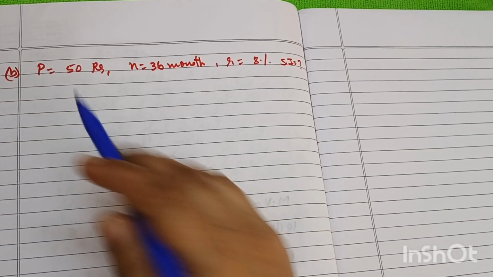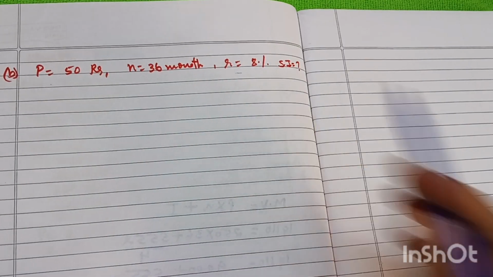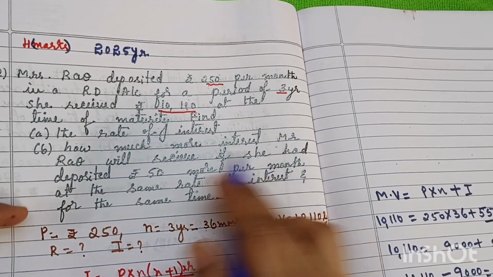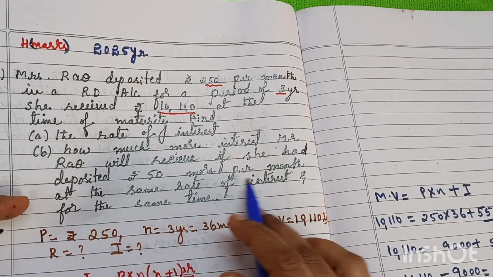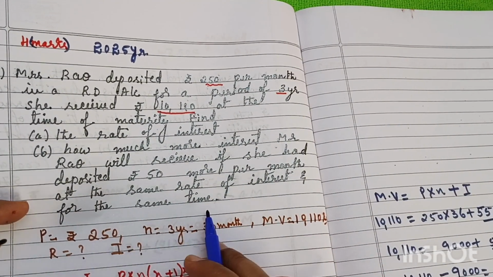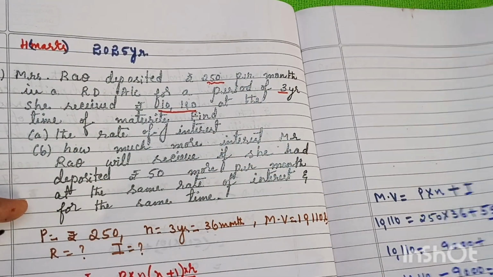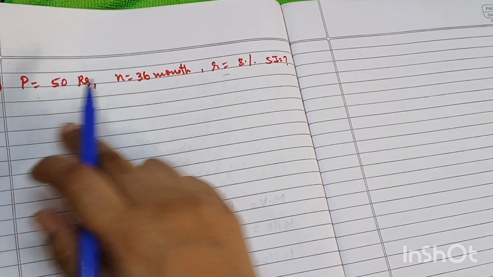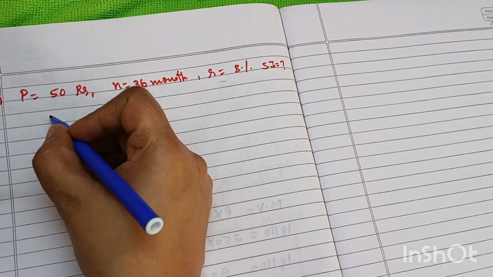Here, same question: principal 50, number of months 36, rate of interest we found as 8%. Interest we have to find, means the B question we are finding. Principal 50 is given, more per month at the same rate of interest and the same time. So the time is 3 years and the rate of interest we found is 8%. So principal 50, months 36, rate of interest 8%, and simple interest. So the formula we have to write.